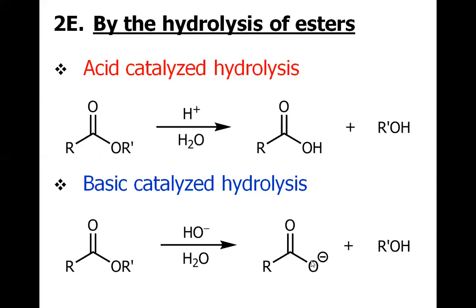For example, in this case, we want to make the carboxylic acid, but the base catalyzed hydrolysis of the ester will give us the carboxylate salt. So upon workup, we may get the desired product. So it's a two-step reaction for the base catalyzed hydrolysis. However, for the acid catalyzed hydrolysis, we have a one-step reaction.